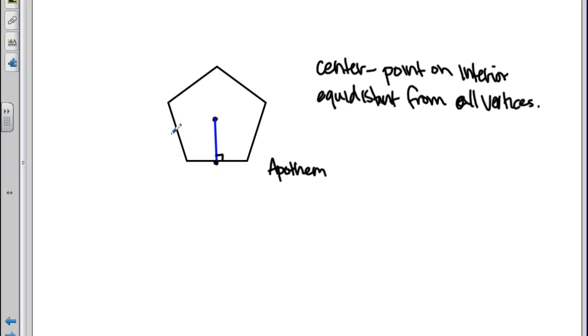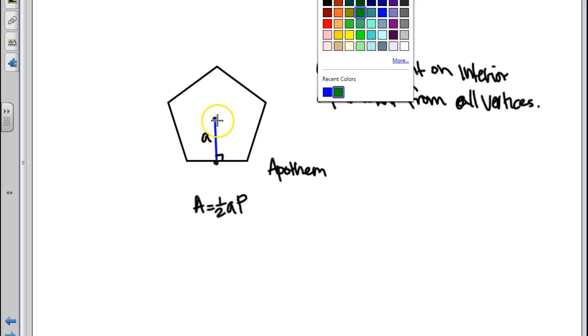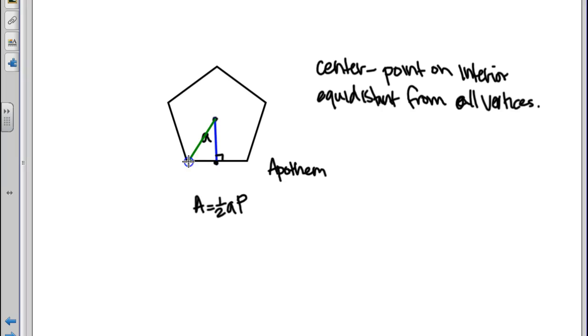This is a very important segment because we can actually find the area of this entire figure using this apothem. The area of the figure is 1/2 times the length of the apothem multiplied by the perimeter of the figure. Now I'm going to show you why, and we'll do an activity in class, of course, as well, but let's look at why.